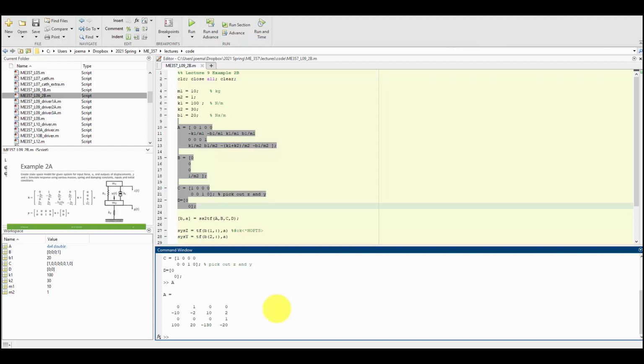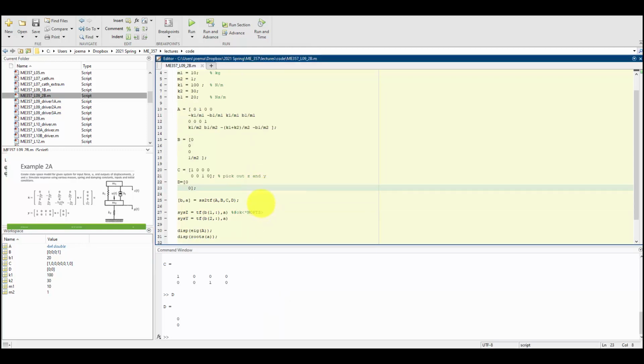A is 4 by 4 with the values, the rows and the columns in the same order that we derived our system. So with the same order of our state variables. B indeed is a column vector. C is 2 rows because I have 2 observables. D is a column vector, 2 rows for 2 observables, 1 column for 1 input.